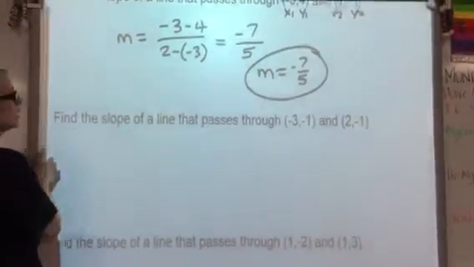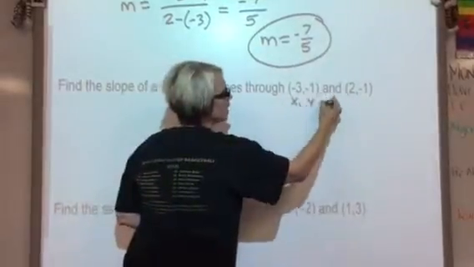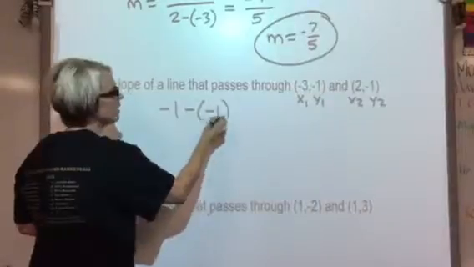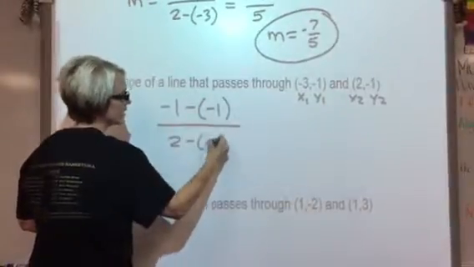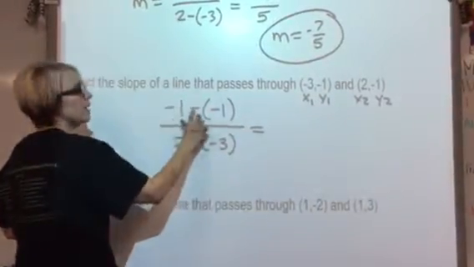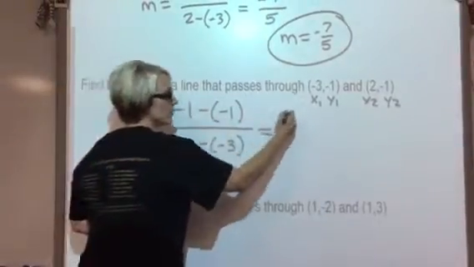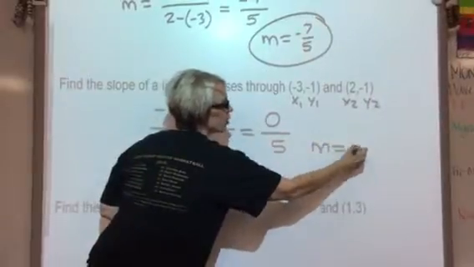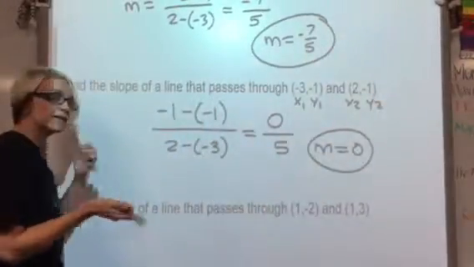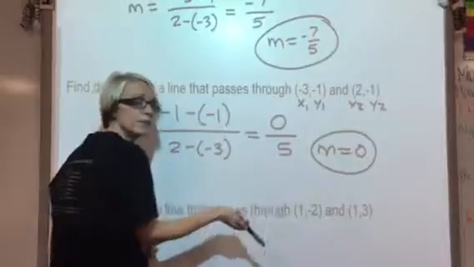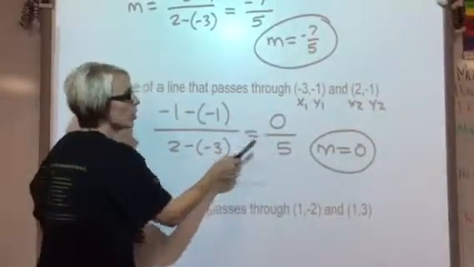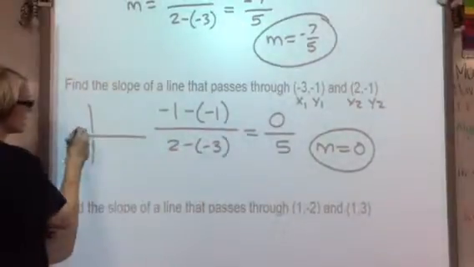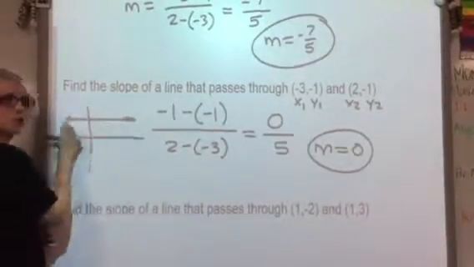How about this line? This is going to be x1, y1, x2, y2. -1 minus -1 over 2 minus -3. -1 plus 1 is 0. 2 plus 3 is 5. So we're going to say this slope is 0. The reason we say it's 0 is if you divided 0 by 5, you would get 0. And this is what we call a horizontal line. It looks like Nebraska, okay? Because it's flat. There's no slope.